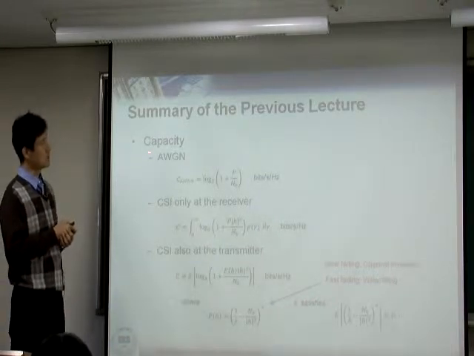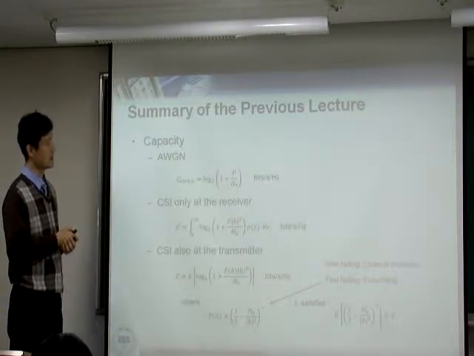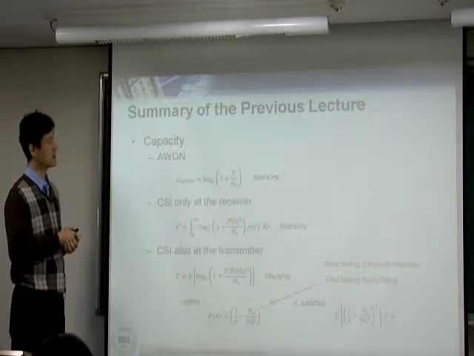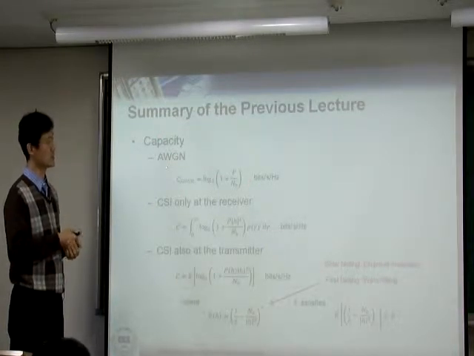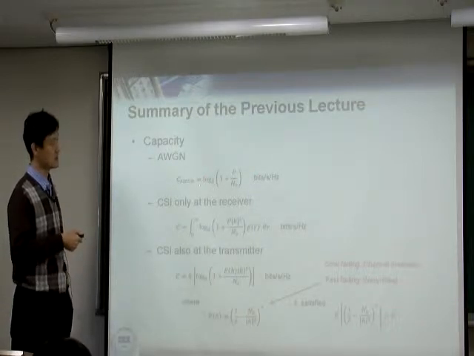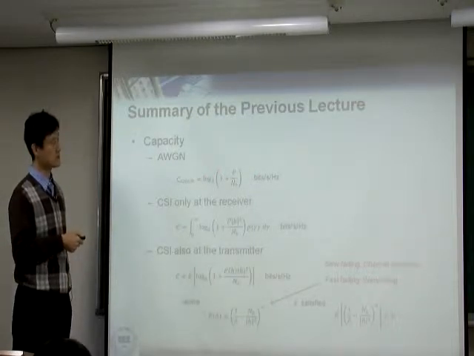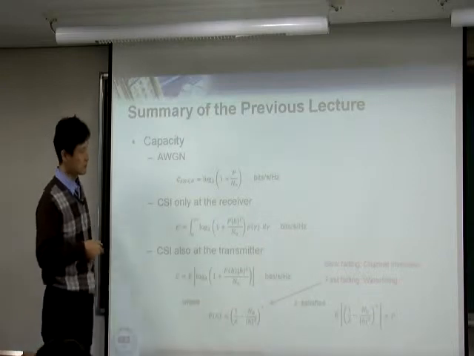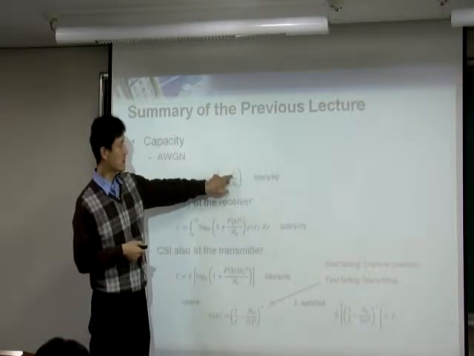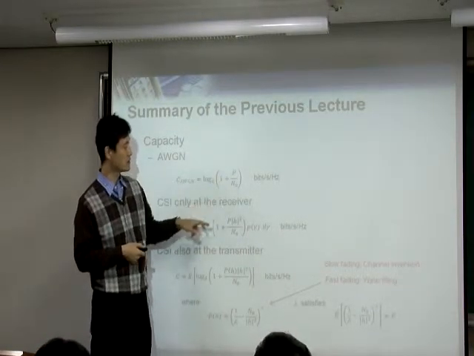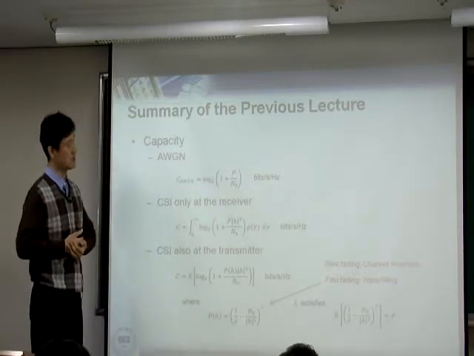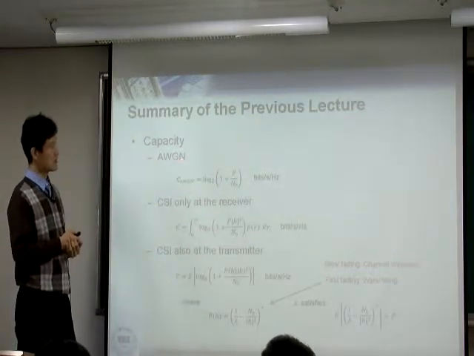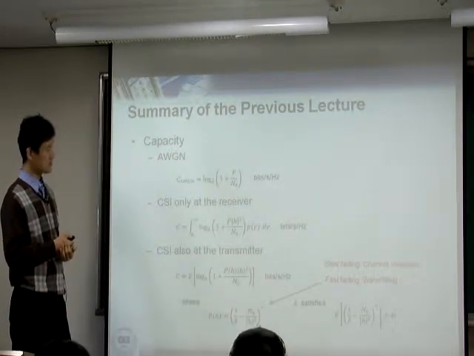Okay, another performance metric is capacity. And typically for capacity, we first start with the Shannon capacity. In an AWGN channel, the Shannon capacity is defined by log2(1 + SNR), right? And this is SNR. P is the transmit power, and this is the noise power, the noise variance. Okay, that's the case of AWGN.